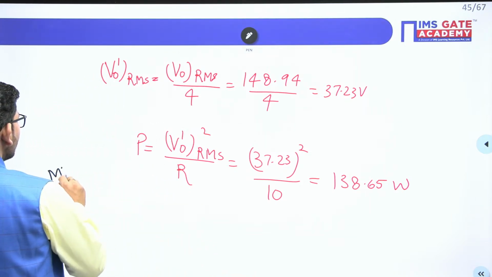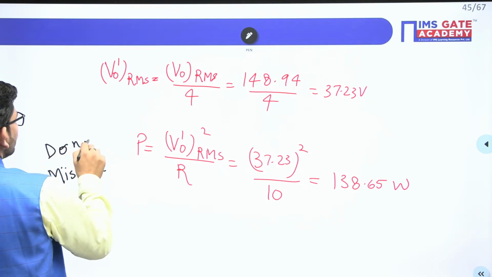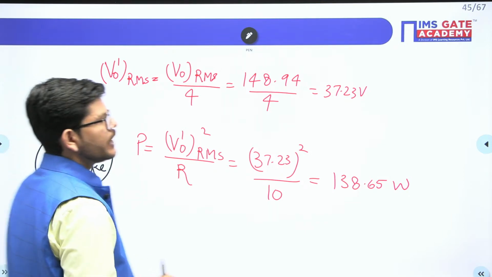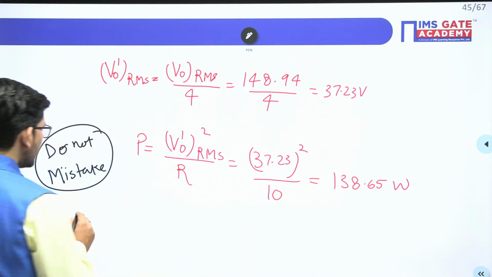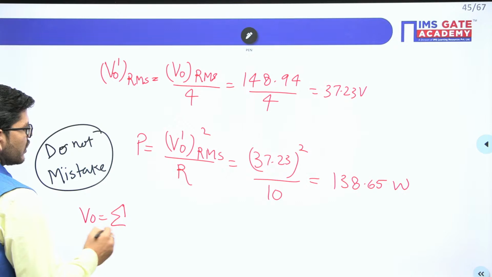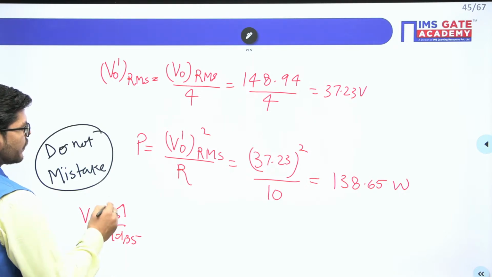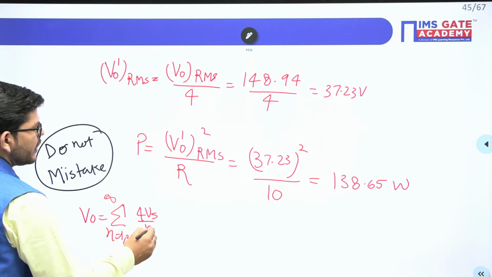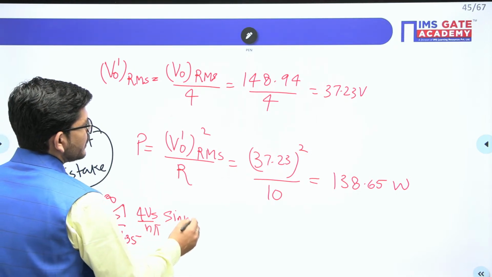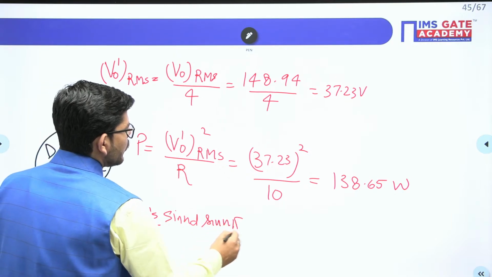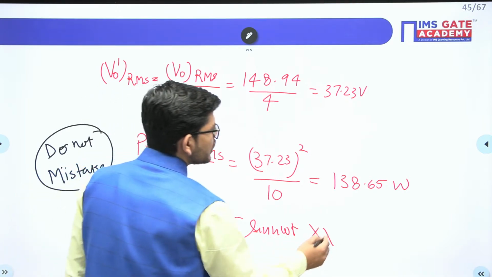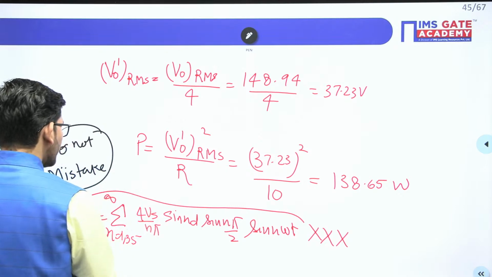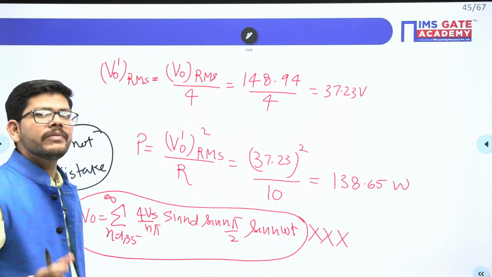Now one mistake that generally you will make here: by looking at the problem, that it belongs to the pulse width modulation case, you will use the output voltage formula, which is this one, 4 Vs upon n pi sine nd sine n pi by 2 sine n omega t. Guys, we don't have to use this.